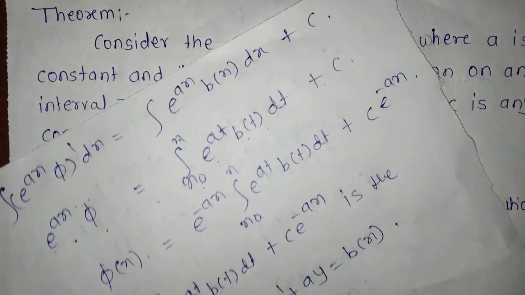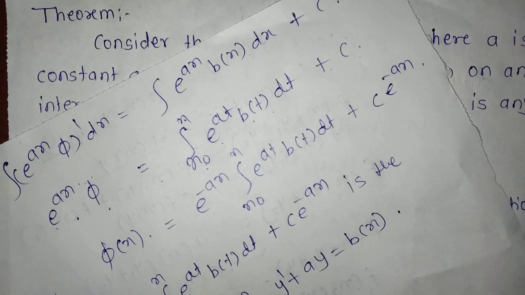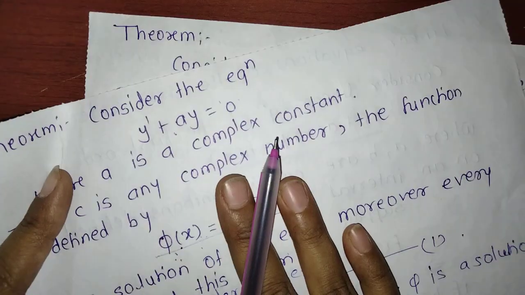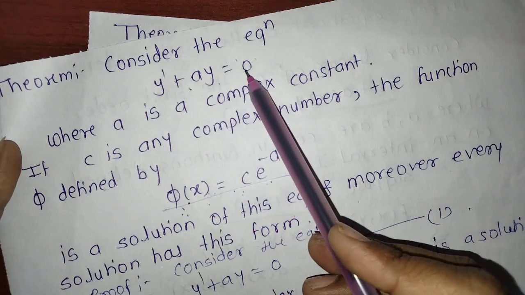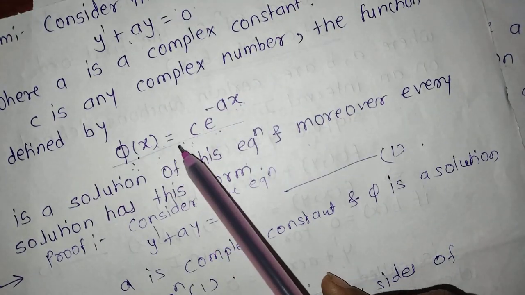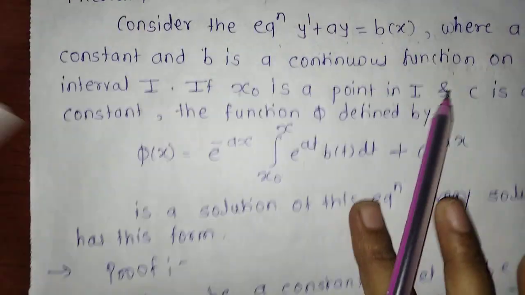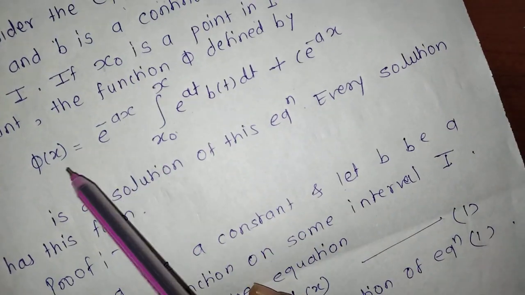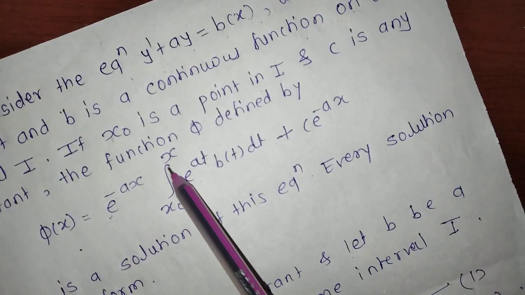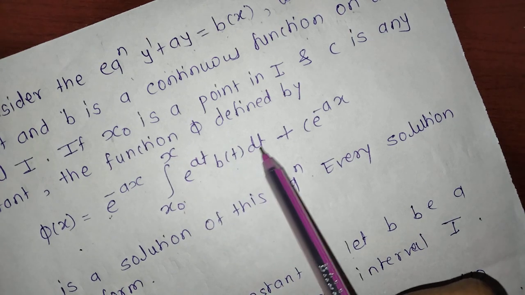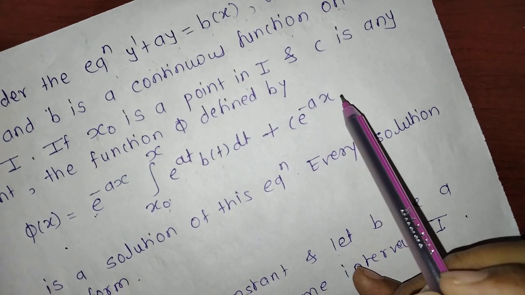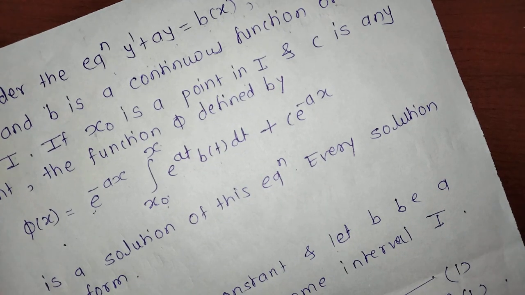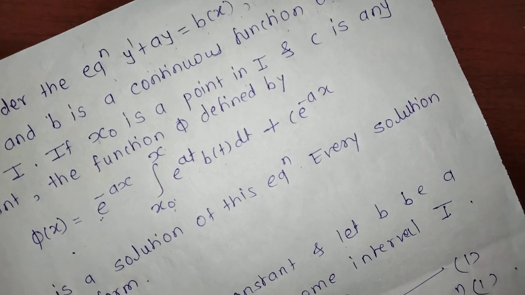So now we solve some examples on the basis of theorem number 1 and theorem number 2. Theorem number 1 means this: y' + ay = 0 and the solution is φ(x) = c e^(-ax), and when the equation is in the form y' + ay = b(x), then the solution is φ(x) = e^(-ax) integration x0 to x e^(at) b(t) dt plus c e^(-ax). We take x0 to x when the interval is given.